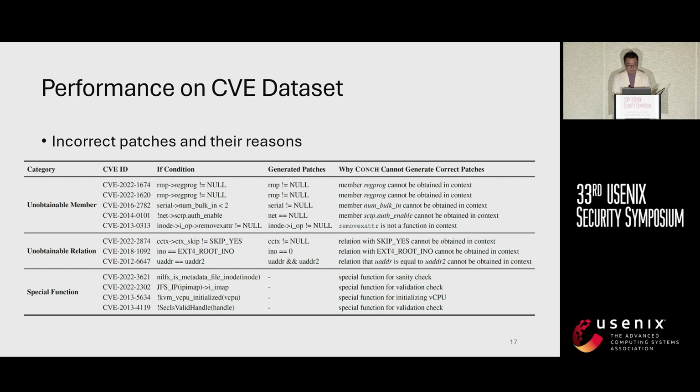As for the 12 incorrect patches, all of them are due to semantic errors, which means that the patch generation requires expert knowledge. For example, the first row shows one case that we cannot generate a correct patch for. The official patch checks whether the member reg_prog of the rmp is not null. However, the member information is not obtained in the context. Therefore, we can only generate a patch to check whether the pointer is not null. Similarly, for CVE-2022-2874, the official patch checks whether the variable is equal to a specific macro. However, the macro information and the relation with the macro cannot be obtained in context. Therefore, we cannot generate the accurate patch for this case.